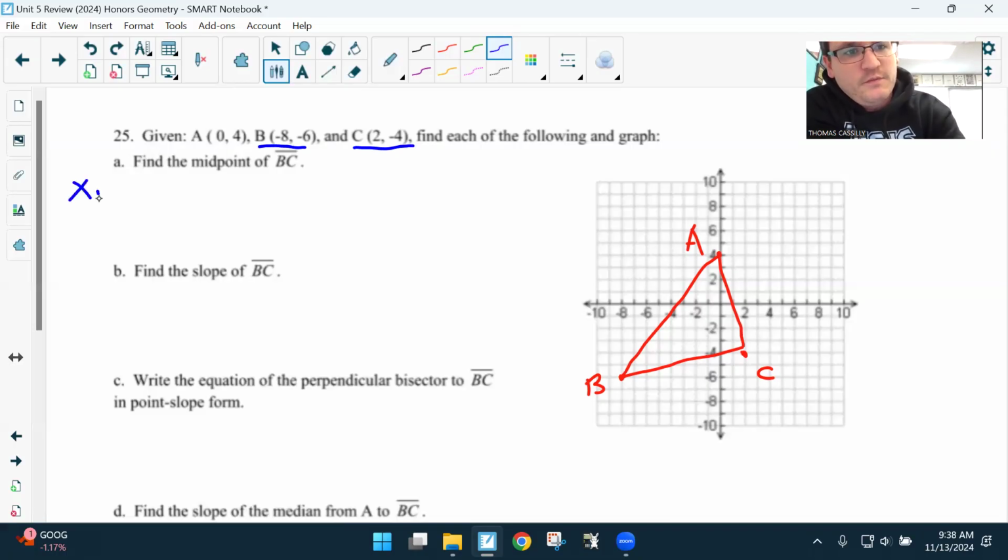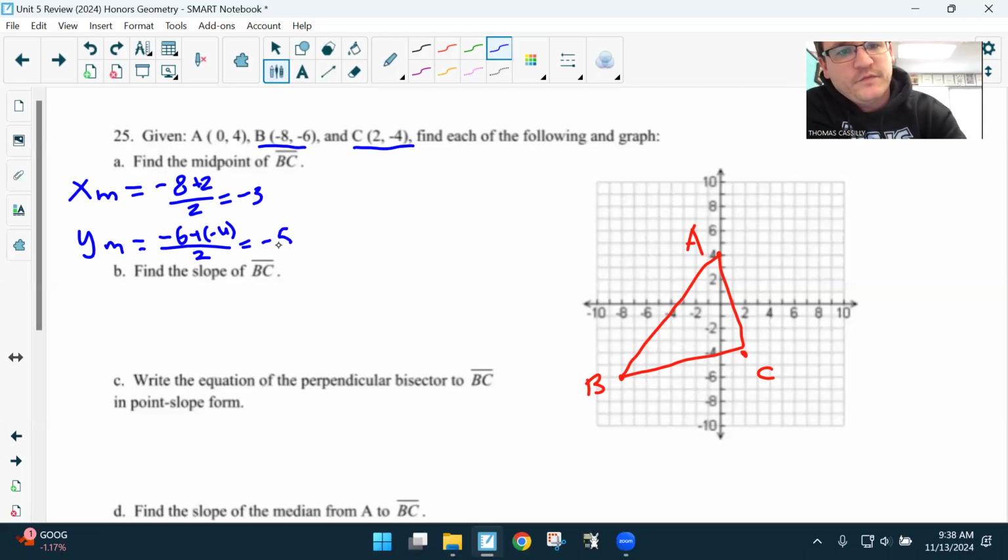So the X midpoint is going to be equal to -8 plus 2 divided by 2. -8 plus 2 is -6. Divide that by 2, we get a -3. All right, the Y coordinate is -6 plus -4, divided by 2. That's going to give us -10/2, which is -5. So I'm going to call the midpoint point M. M is -3, -5. That looks like an S, but it's a -5.